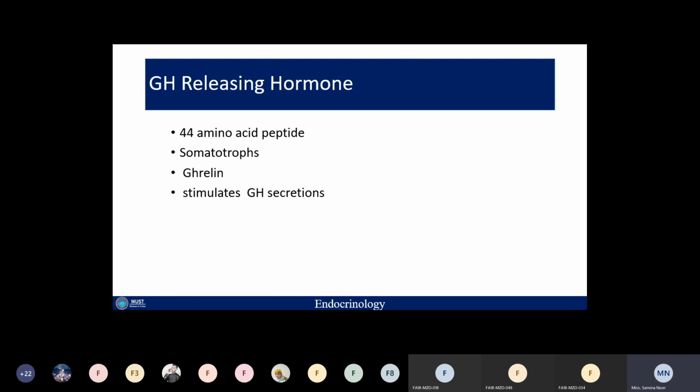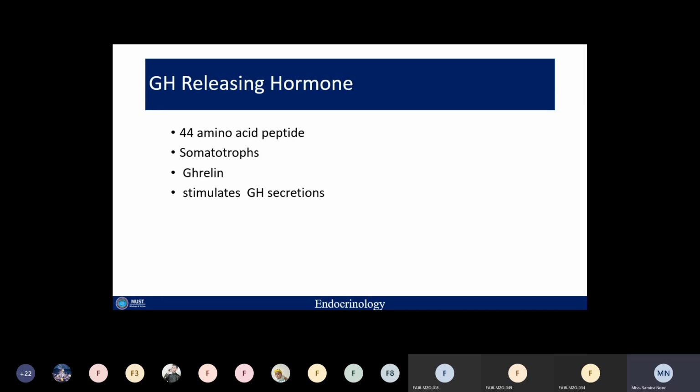Ghrelin is isolated from the GI tract, and this hormone is produced by the stomach and also by the small intestine. So ghrelin is another kind of growth hormone releasing factor or growth hormone releasing hormone, isolated from the stomach and small intestine, and it is also secreted by a small set of hypothalamic neurons.